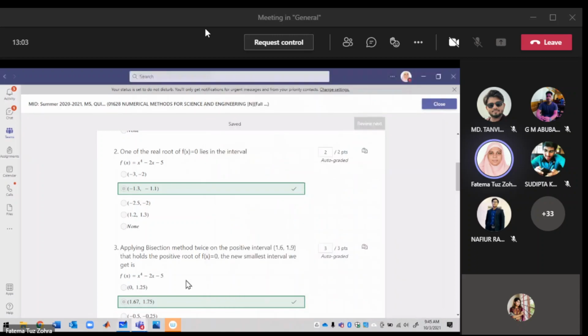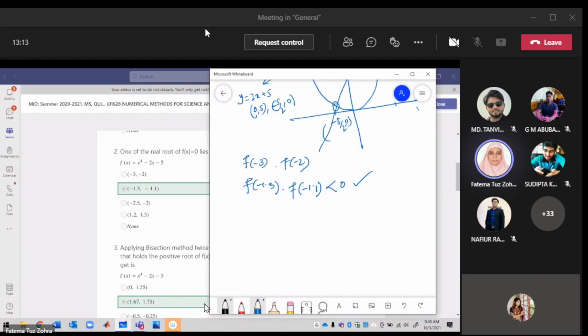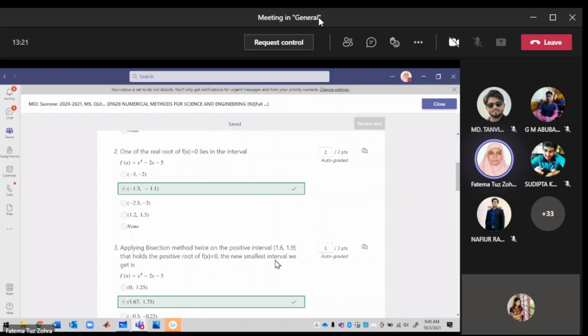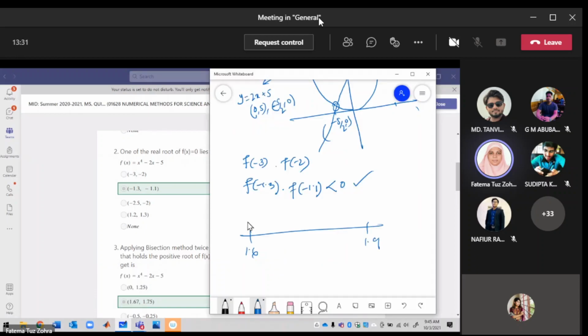So next one is applying bisection method twice. You need to find the new interval of the root on the interval of 1.6 to 1.9. So same way, the shortcut, I'll just draw it on number line. So 1.6 and 1.9. Then I'll find out the functional values. So obviously one should be positive, another should be negative. I don't know which one is what. Then I'll go for the midpoint. So midpoint is 1.75, something like this.